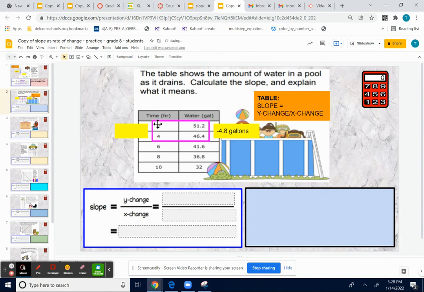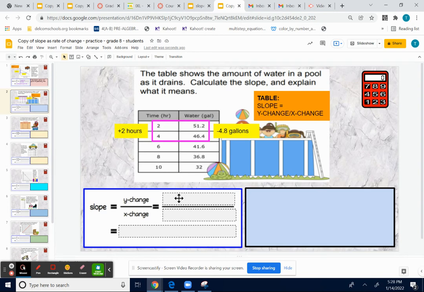The hours, from here to here, are going up from 2 hours to 4 hours. It's increasing 2 hours. I'm just not going to put a space there. So it's going up 2 hours. So the decrease of 4.8 gallons is the change in y. The increase of 2 hours is the change in x.